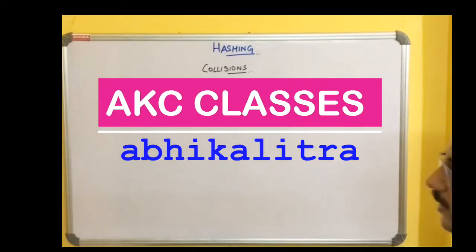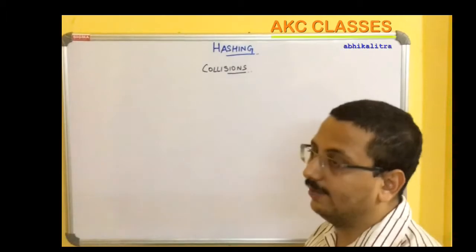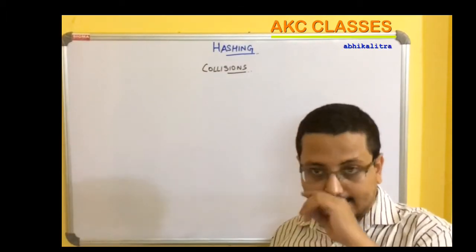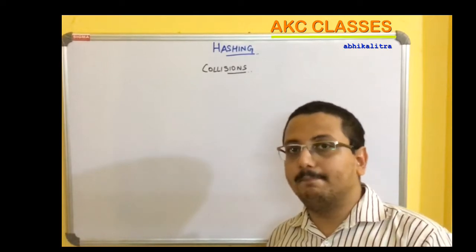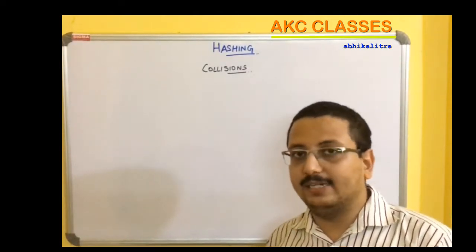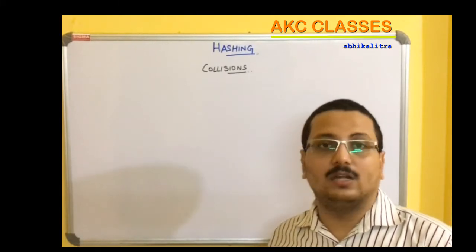Now we come to the topic of collisions. What are collisions? Before discussing collisions, we have already said that a hash function should be such that the key values are mapped uniquely to a certain address space. But practically, is that possible? It is not possible. So this is what a collision is.